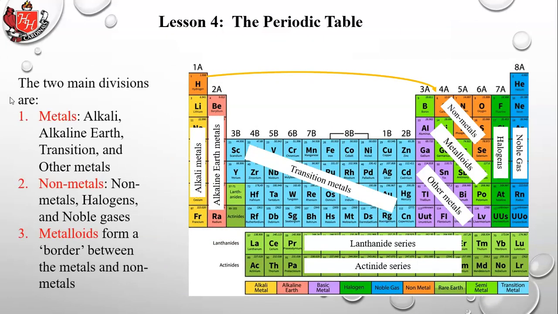The 2 main divisions are metals, which include alkali, alkaline earth, transition, and other metals. So that is about the left 2/3 of the periodic table are metals. Nonmetals include halogens and noble gases, and those are over on the right side of the periodic table. The metalloids are kind of in between the two, so they have characteristics of metals and characteristics of nonmetals, and they form a border between the metals and the nonmetals.